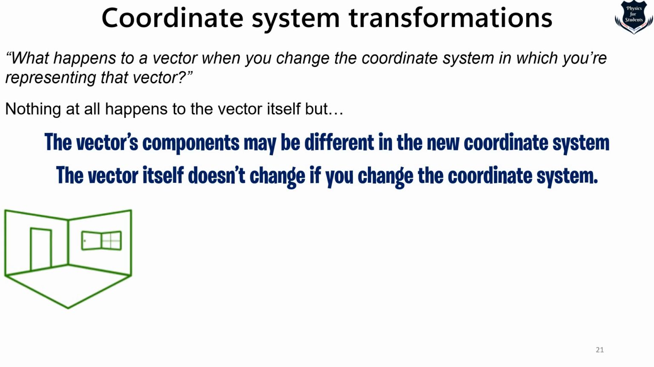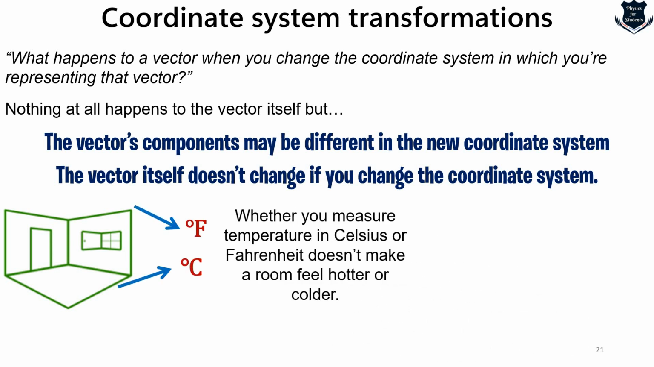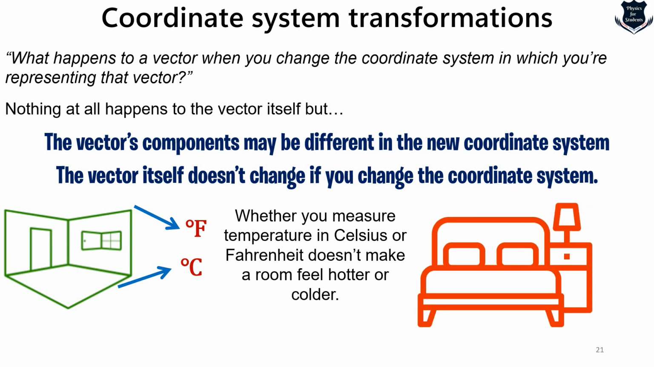So if I take this room, for example, and we are measuring the temperature of the room, which is in Fahrenheit or centigrade. Whether you measure the room's temperature in Celsius or Fahrenheit, it does not make the room feel hotter or better, right? So it would be the same, and that is basically the idea. Now I would like to take an example. You see there is a sofa on the right hand side and there is a lampshade. Why I am taking this example will become clear in the next part of the video.